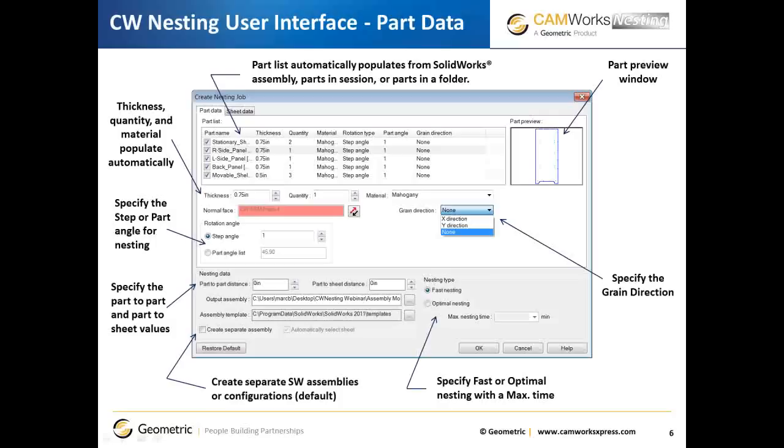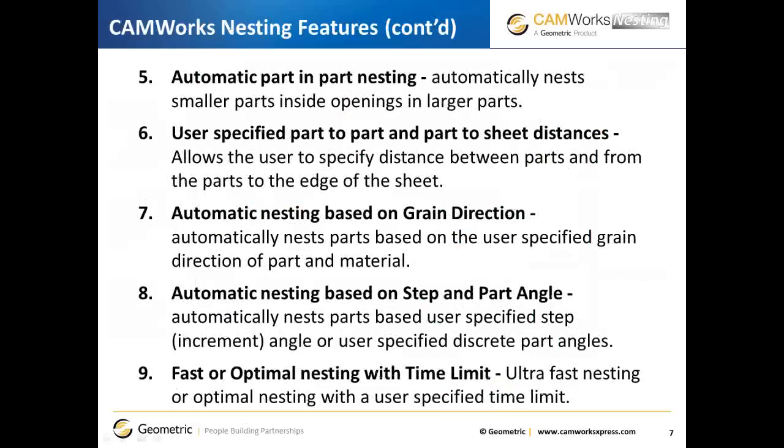We can also create separate SolidWorks assembly files or use the default of creating multiple SolidWorks configurations within a single assembly. We can specify the part-to-part and part-to-sheet distances and a step angle or part angle for each part. CAMWorks Nesting also has the ability to do automatic part-in-part nesting, which means that it can automatically nest smaller parts in the voids of larger parts to maximize material usage.